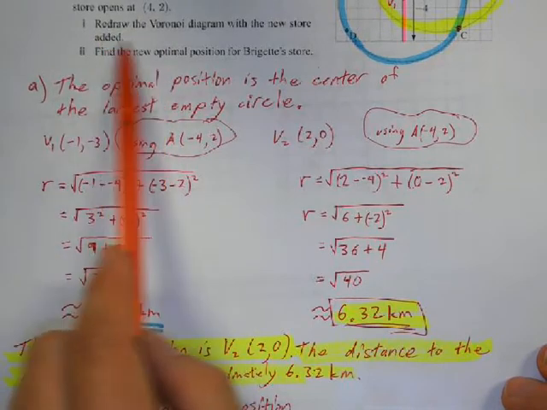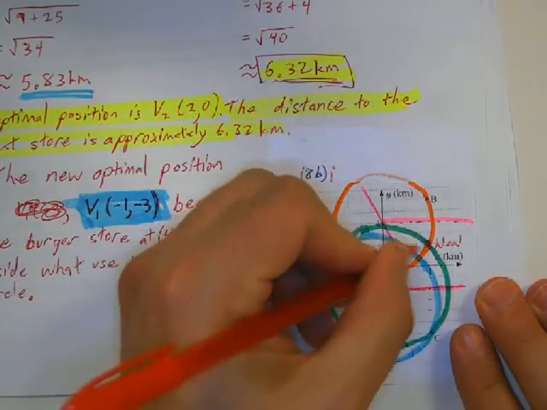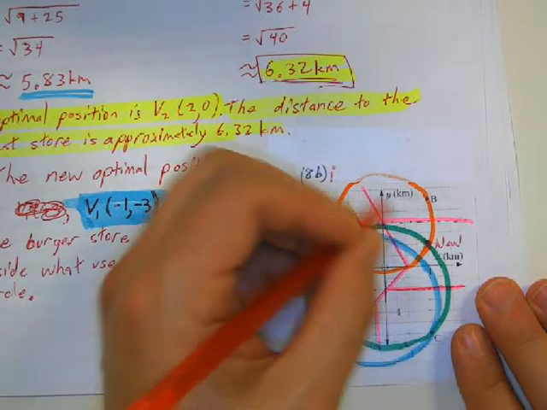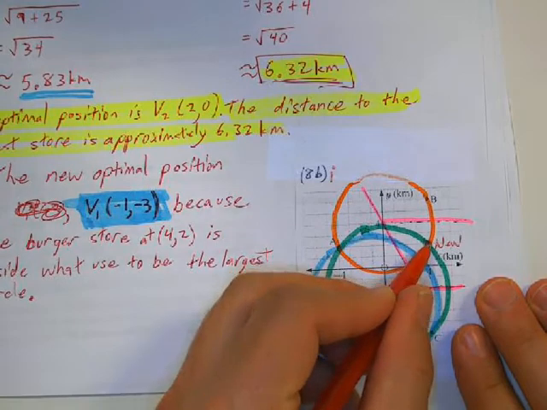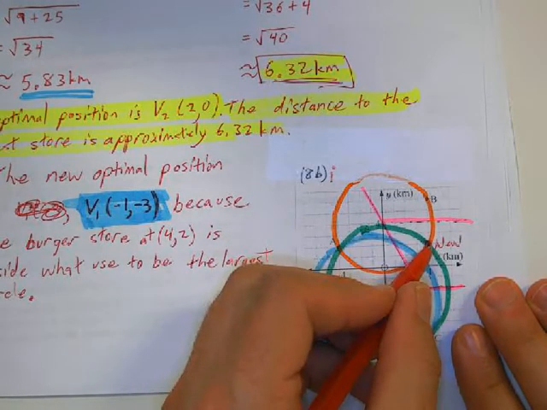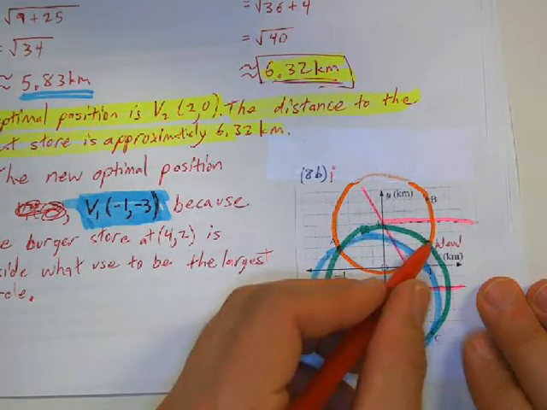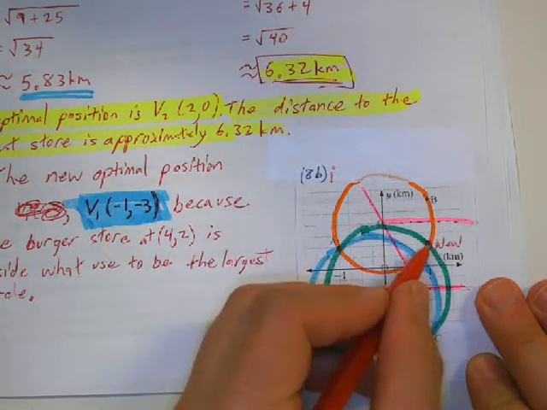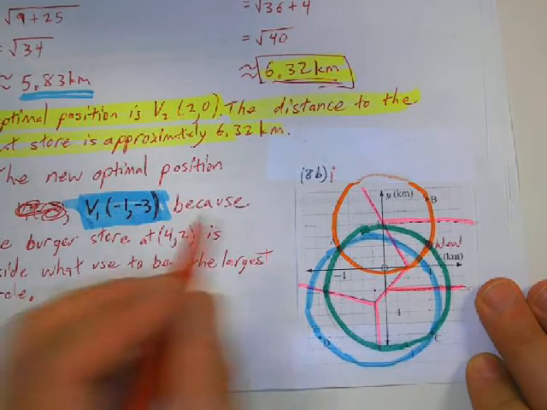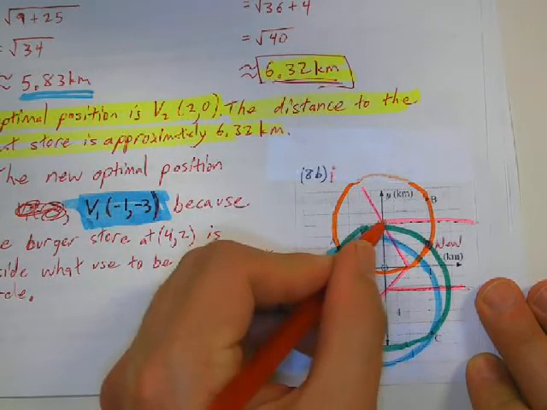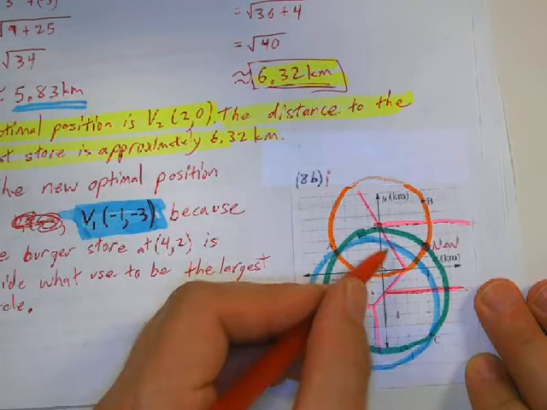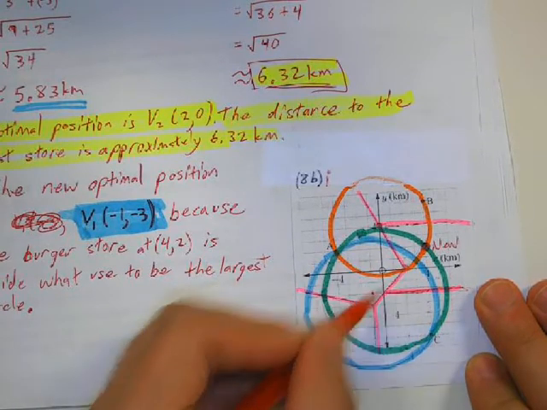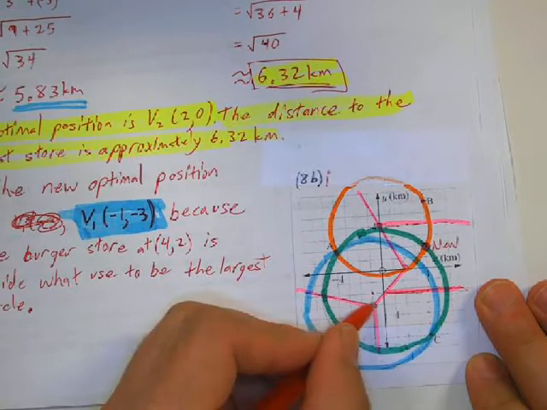Now, question B says, just before she puts in the new site, a new burger store opens at (4, 2). Redraw the Voronoi diagram with the new store added. So (4, 2) gives me a new store right here. Now I have new boundary lines. Halfway between this and B is going to be right there, and then halfway between here and here, I'm going to have lines there. So I've got new vertices. I've got a new vertex there, a vertex here, and a vertex here and there.